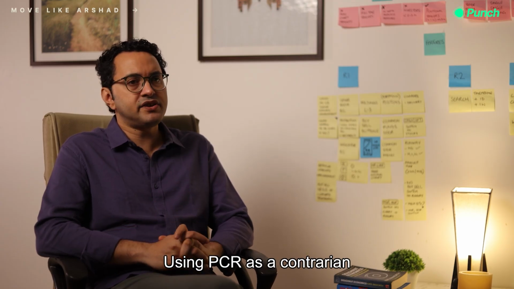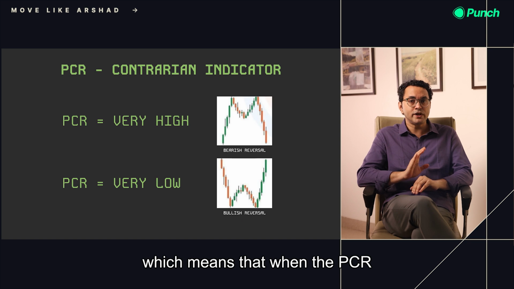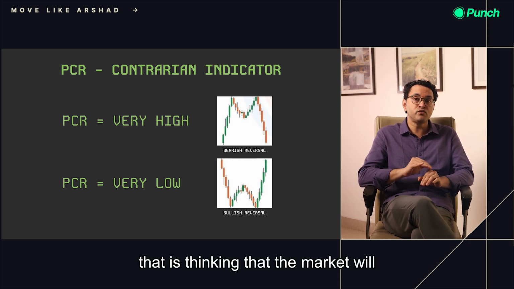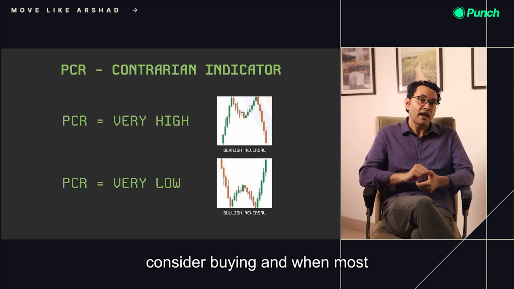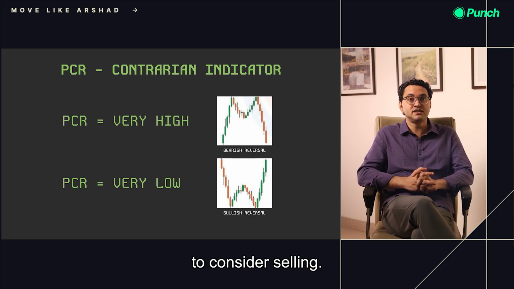Using PCR as a contrarian indicator. Here's the twist. PCR is often used as a contrarian indicator, which means that when the PCR shows most people are bearish, that is thinking that the market will go down, it might be a good time to consider buying. And when most people are bullish, thinking the market will go up, it might be time to consider selling.